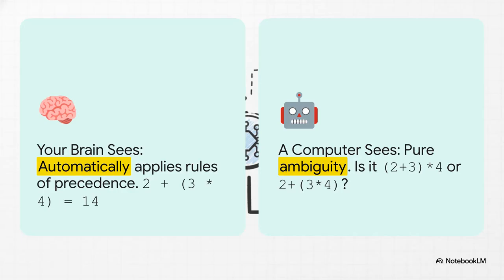And this slide right here, this gets to the absolute heart of the problem. Your brain automatically puts in these invisible parentheses. But the computer, which is just reading one character at a time, sees total ambiguity. Does it add first and get 20? Or multiply first and get 14? Without clear instructions, it's basically a coin toss.